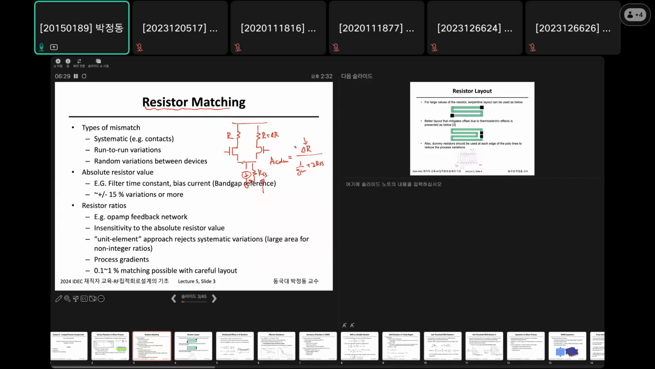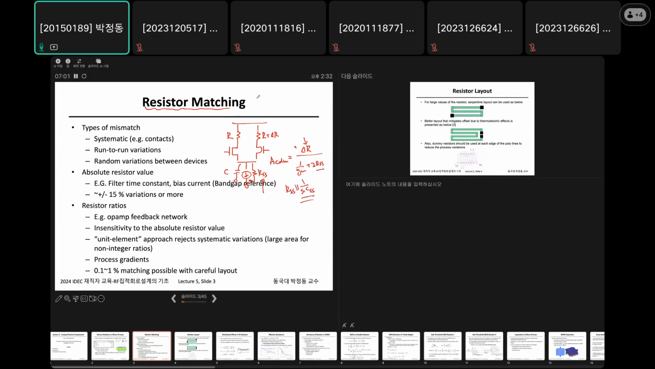However, as the frequency goes high, it has a relatively large capacitance, and moreover, for the RF application, it is almost impossible to have a large Rs, right? High impedance is impossible because of this, right? Okay, so that's why we need a good matching for the resistor.